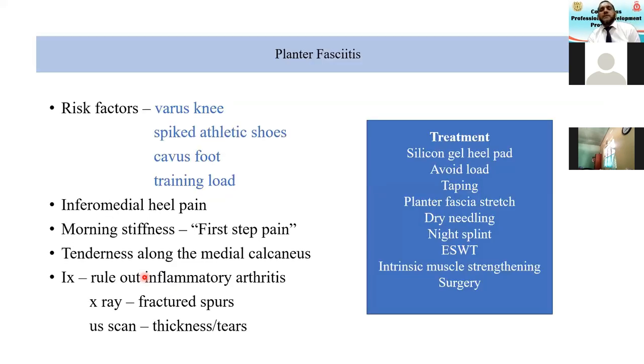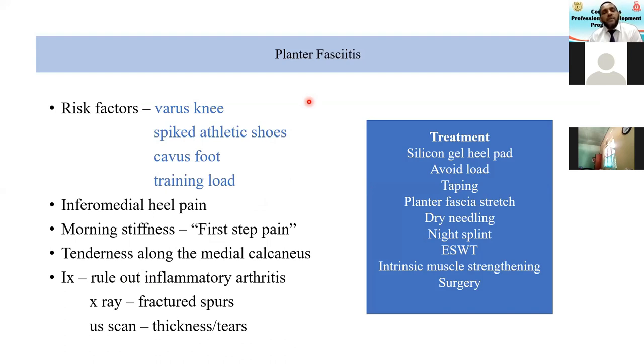So the risk factors. We will talk a little bit about plantar fasciitis. There are four main risk factors. One is a varus knee, cavus foot, where there is a high arch foot, and excessive training load. These are the four main ones in athletes with plantar fasciitis.